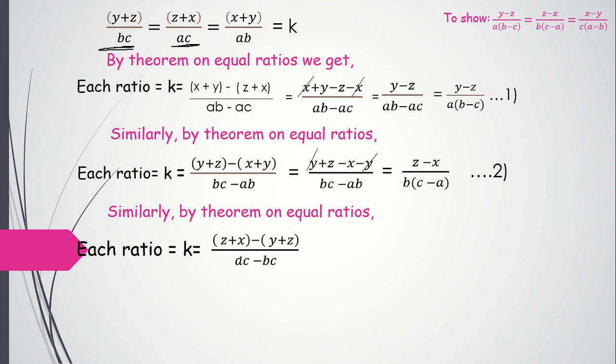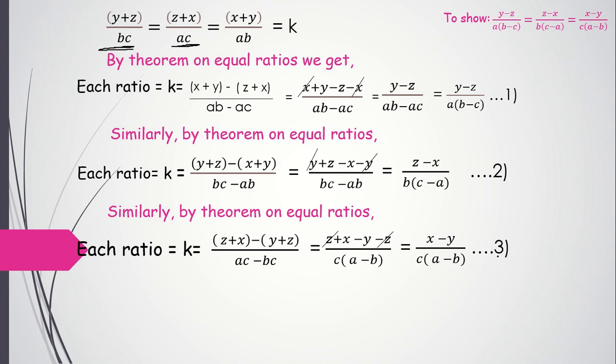So we are subtracting the denominator, we have to subtract the numerator in the similar way. Now we will open the bracket, this will become minus Y minus Z. Now here Z minus Z will get cut. We will be left with X minus Y upon C into A minus B. We have taken it common already.